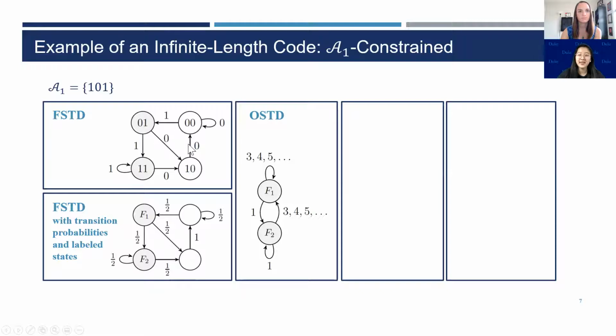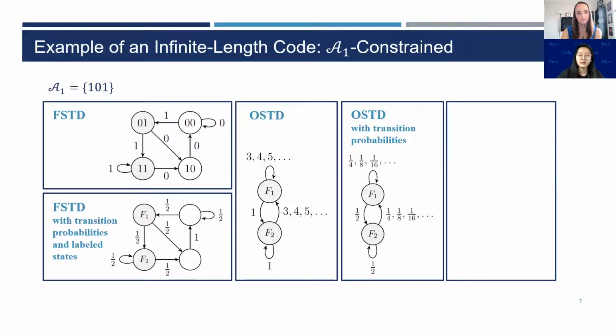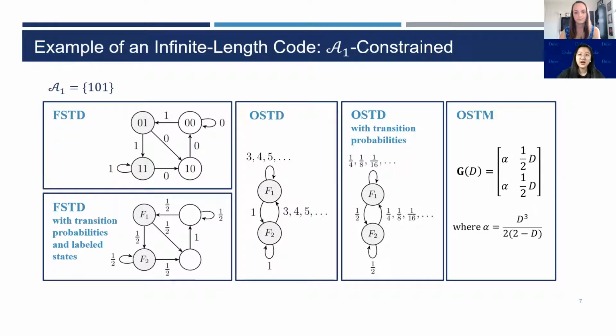And we can see that the paths can have lengths of 3. Or if we take more self loops at 0,0, which has probability of 1 over 2, we will have path lengths of 4, 5, to infinity. And the corresponding probabilities will be 1 over 4, 1 over 8, also getting smaller and smaller. So this results in the alpha term in the OSTM GFD matrix, where alpha is an infinite sum, after calculating the OSTD and the probabilities in the OSTD.